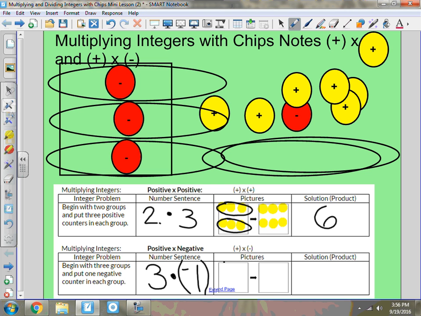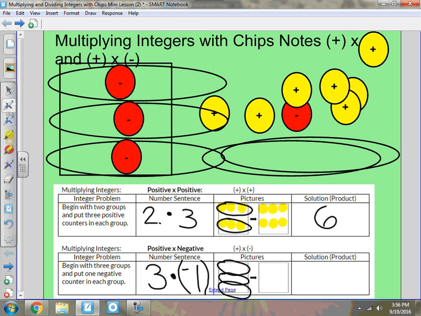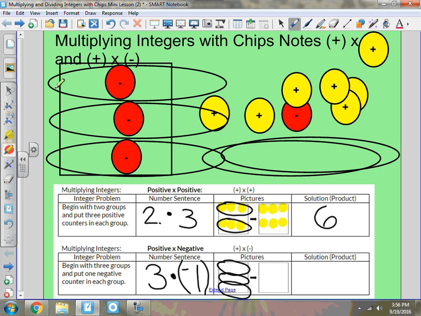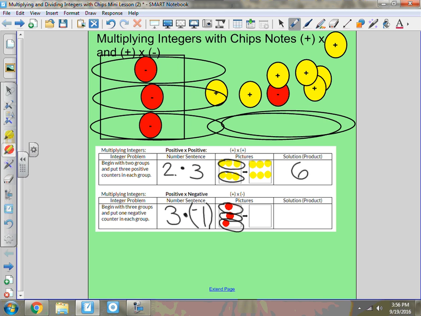I'm going to make a copy of my pictures here. I'm going to write out my 3 groups. And in each group, I'm going to draw 1 negative chip. And now I'm going to draw it all together. So they were in groups. I'm going to draw them all together here. 3 negative chips. So that means that 3 times that negative 1, I've got a negative 3 left over. 3 red chips is a negative 3.